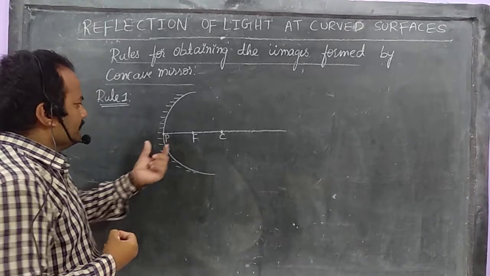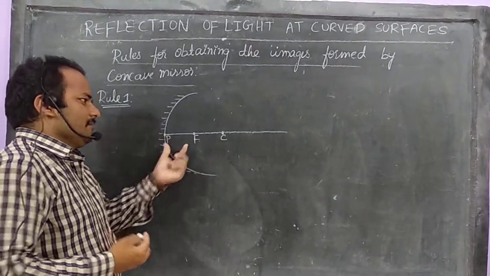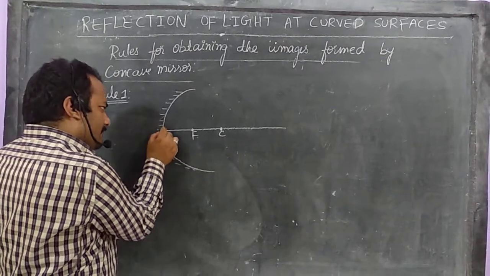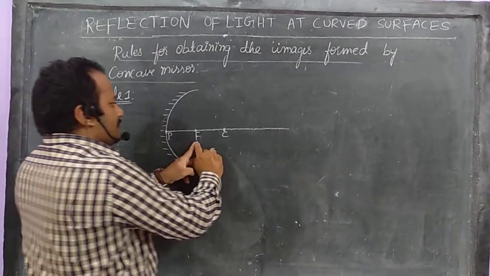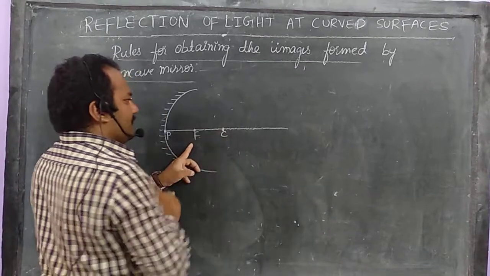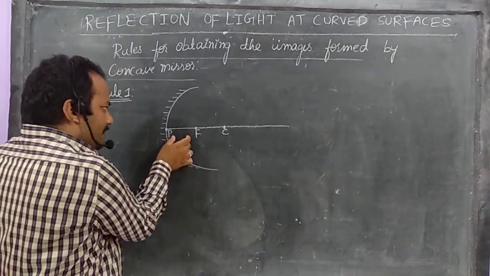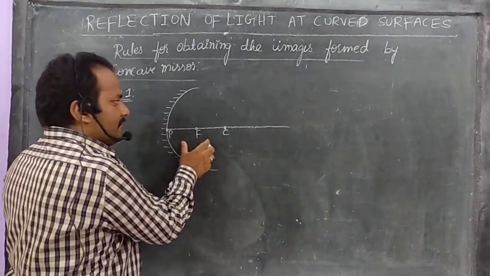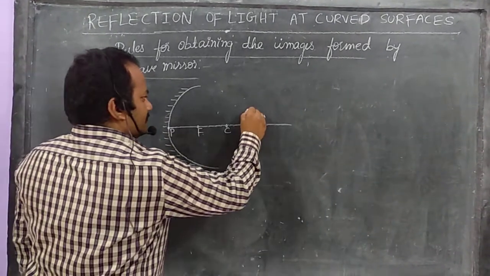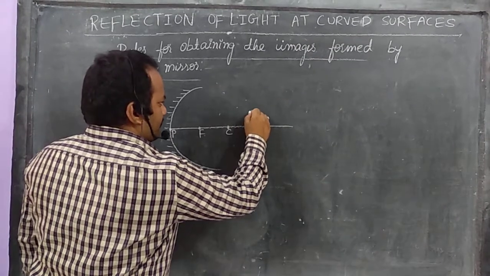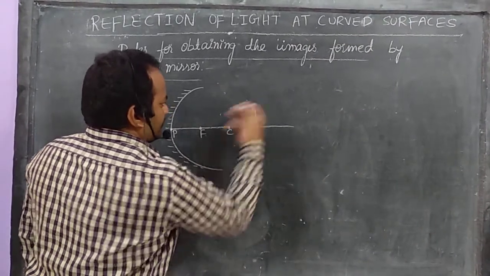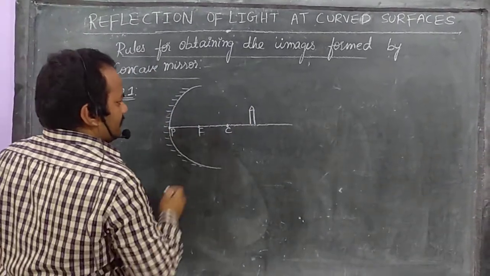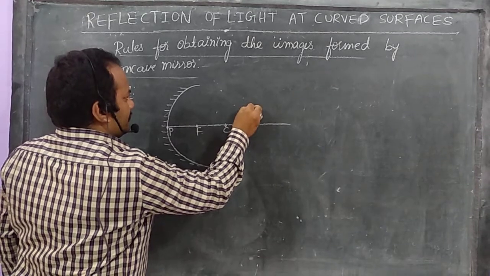One more thing you have to understand here: after drawing the principal axis, whatever distance you take from pole to focus, that much distance only you should take from focus to center of curvature. Example, if you take 2 cm here, then here also you should take 2 cm. So always try to take the measurement with the help of a scale. And in the rules you should always place the object beyond the center of curvature. Let us start. What is rule 1? Let us assume one ray is coming.